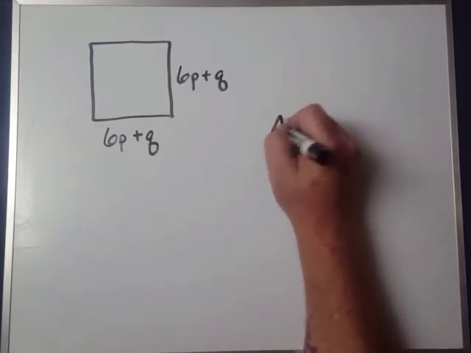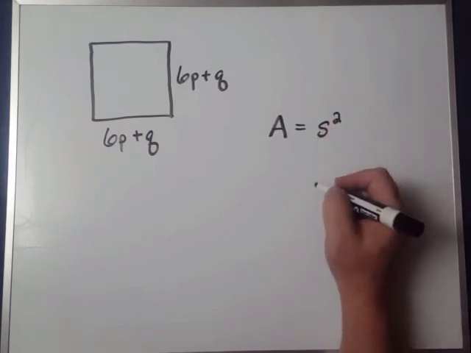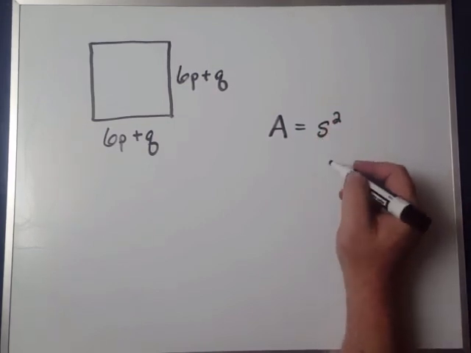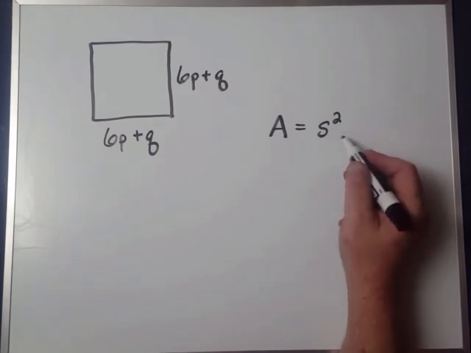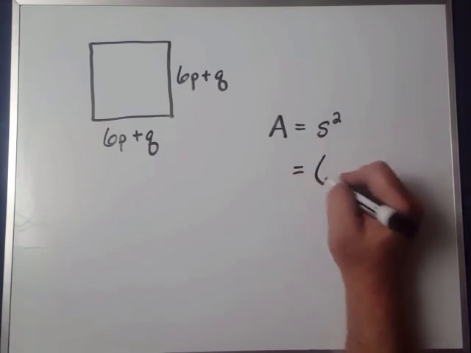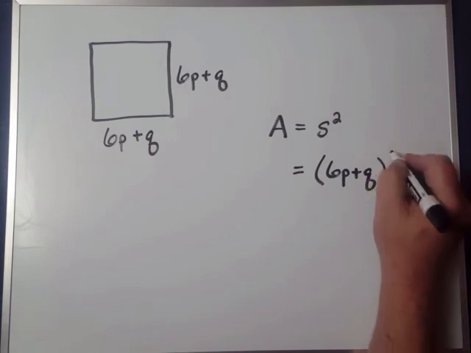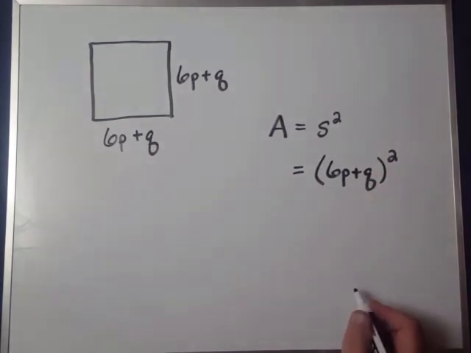Well, the area of a square is a side squared. And like we've said before, that's just length times width, where length and width are the same and we call it a side. Plugging in, we have a binomial squared. And we know a very quick and easy way to take care of that now.